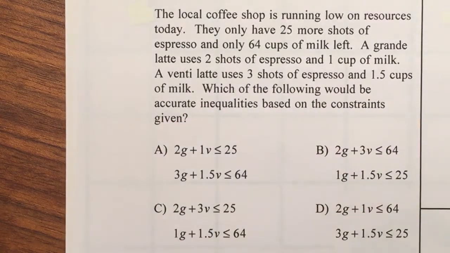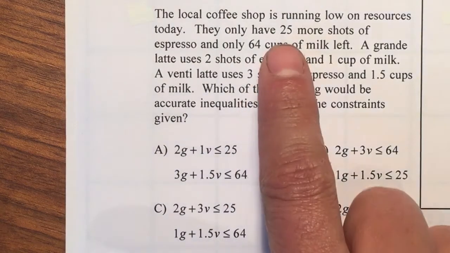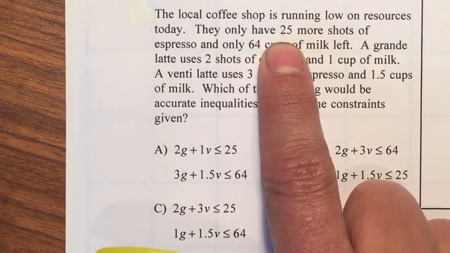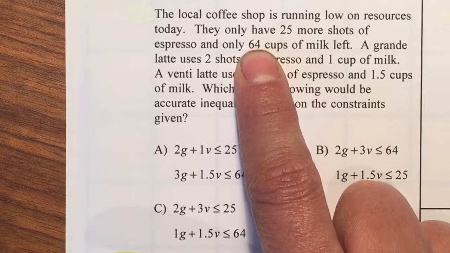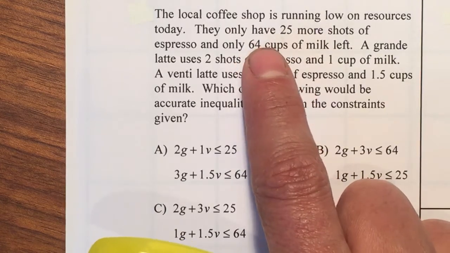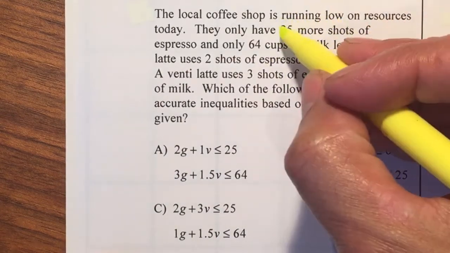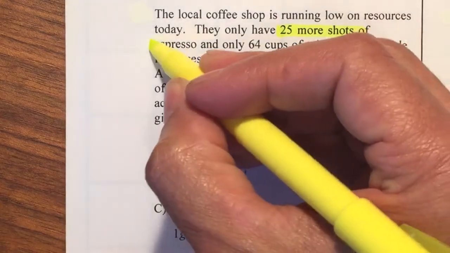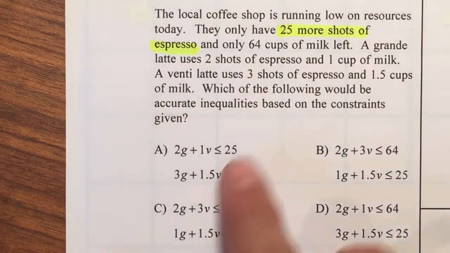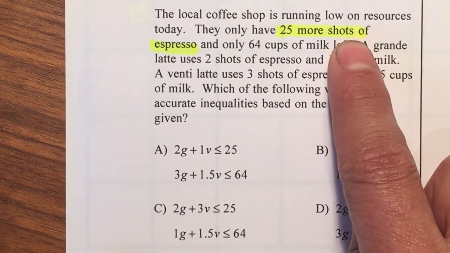If you notice, they are giving us two totals. They are giving you how much espresso you have and how much milk. So we're going to set up one inequality for the espresso and one for the milk. So let's go and start with the espresso. We know that we have 25 shots total, and we need to see how that is being used.